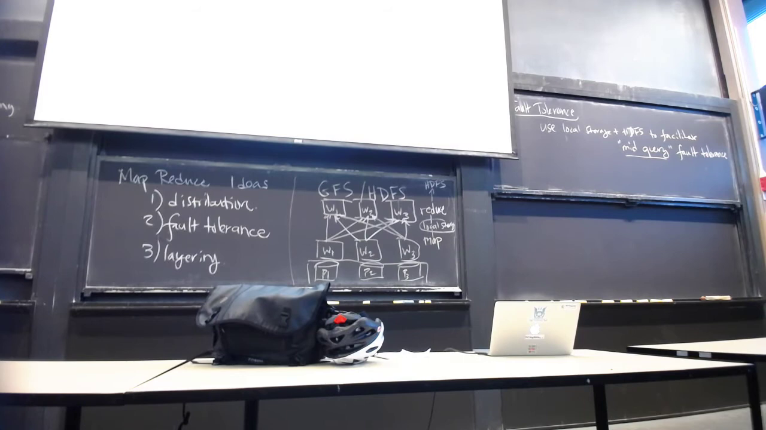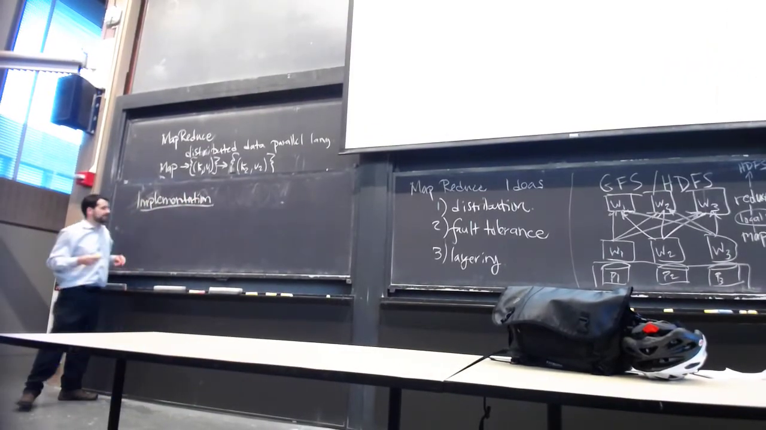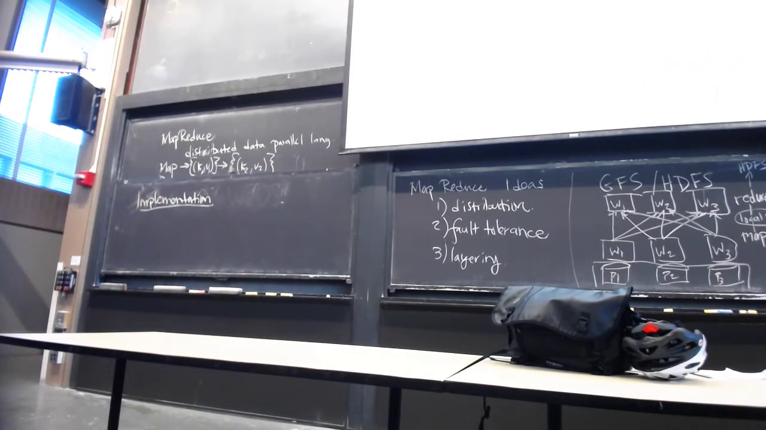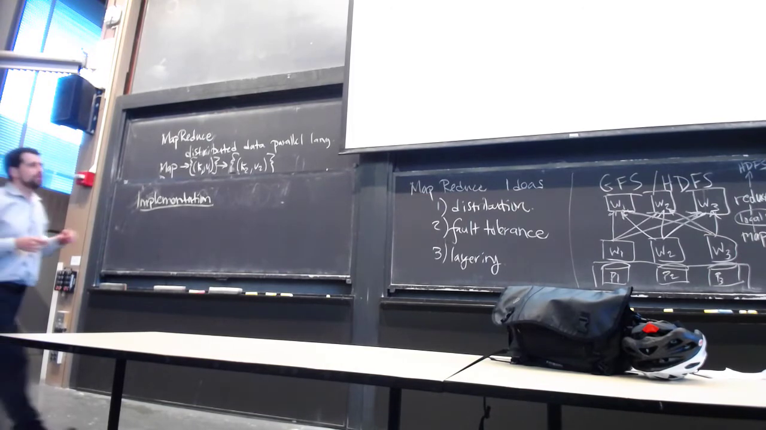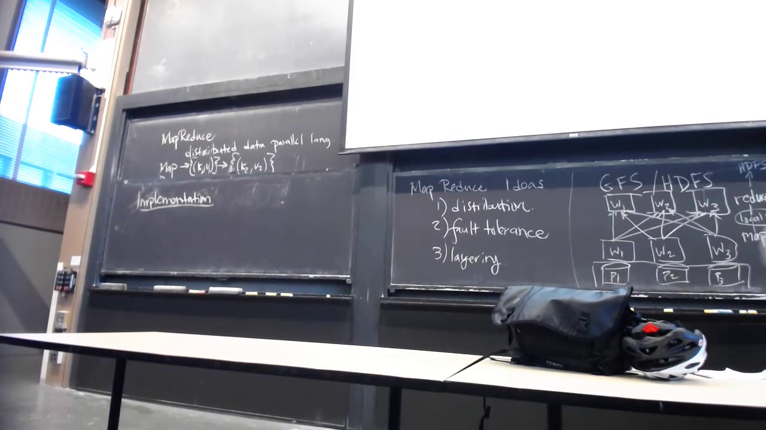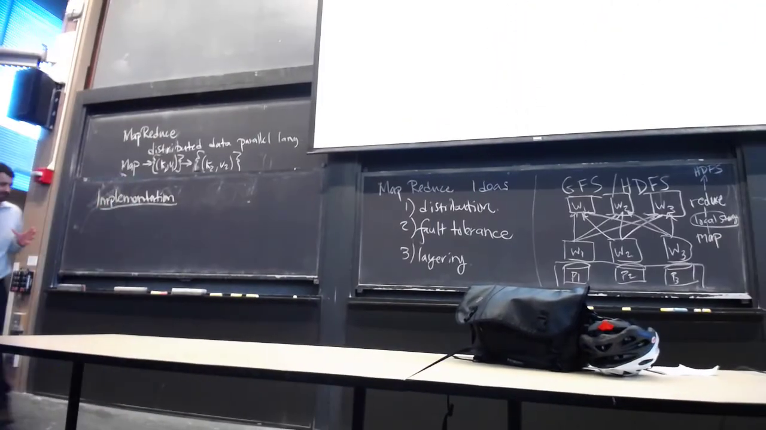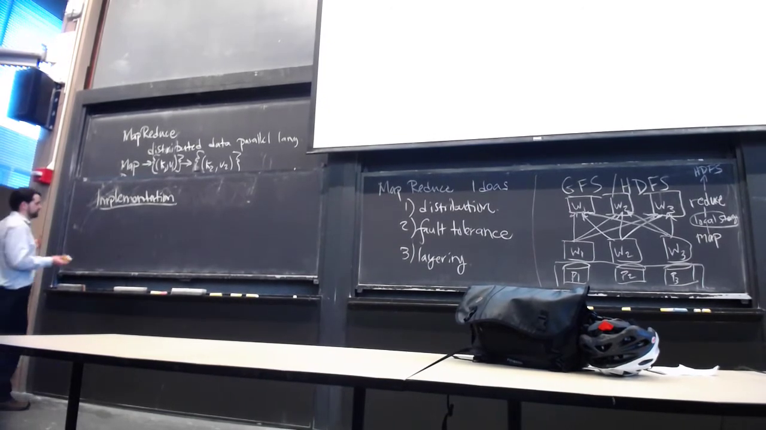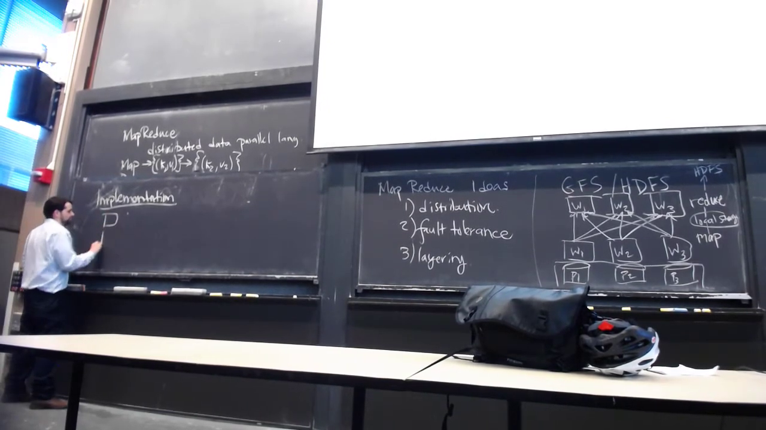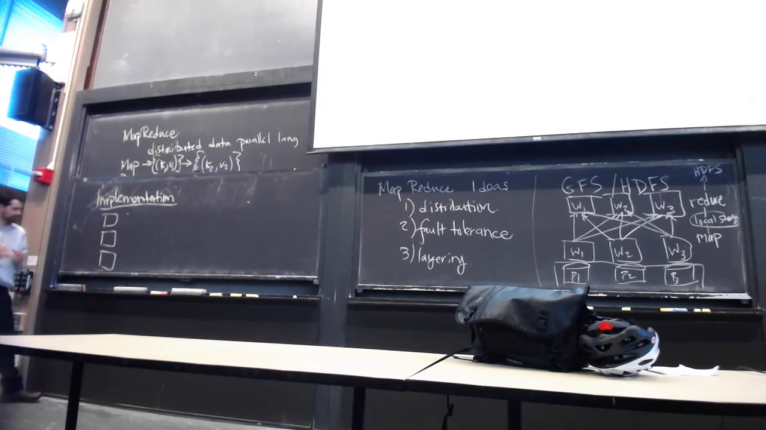Okay, so let's talk about the implementation. The idea is we want to go from this programming model, and we're going to do something sort of like what we did in MapReduce. We're going to take our objects and partition them across a bunch of nodes. We have a set of input data items, and we're going to apply functions that produce new data items.